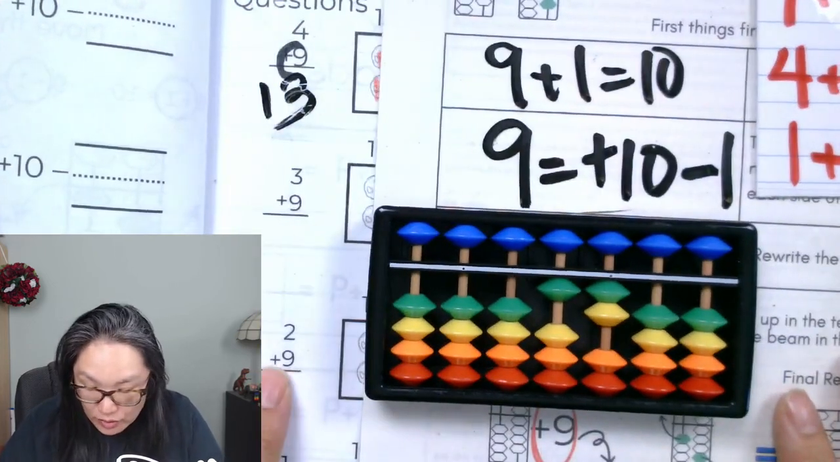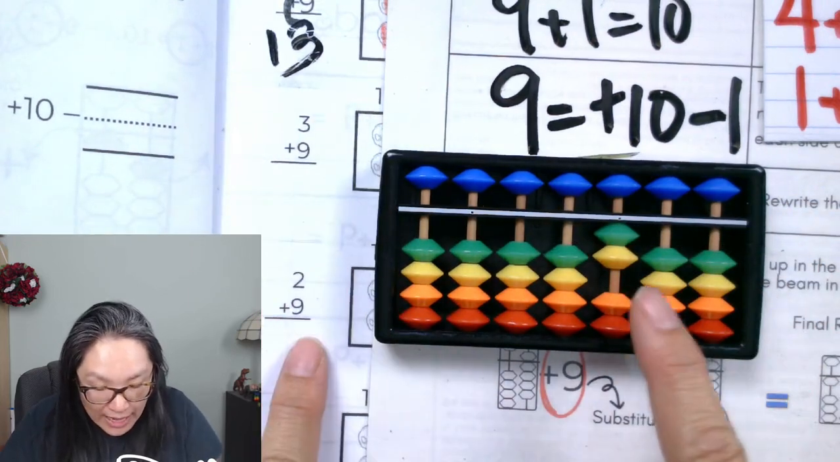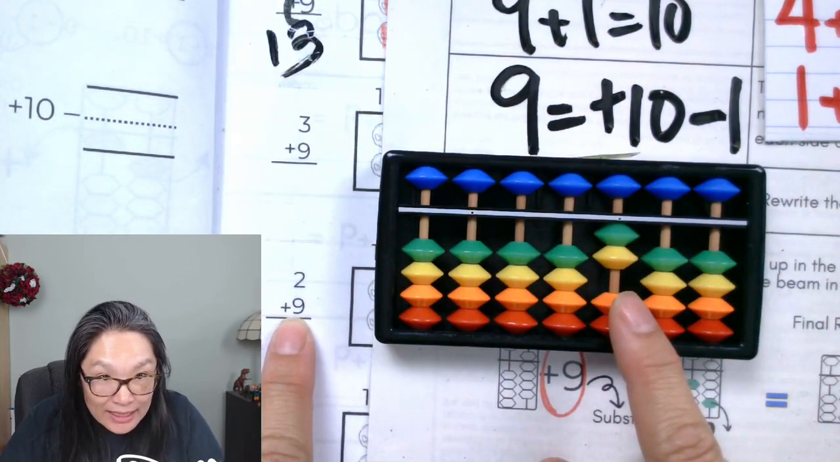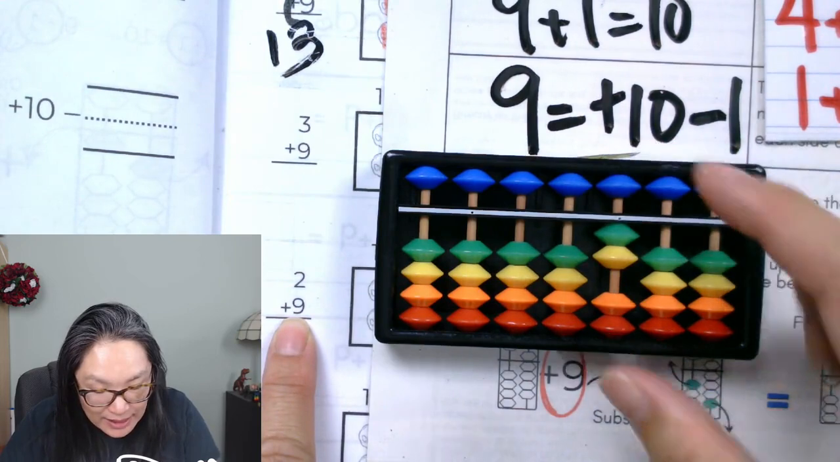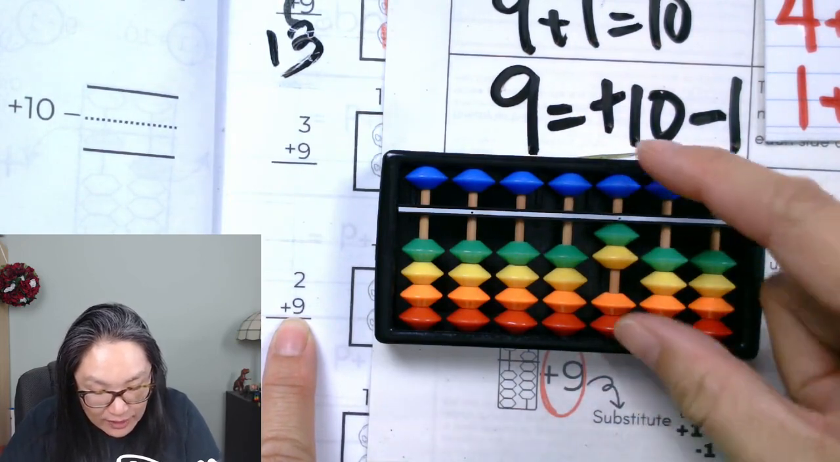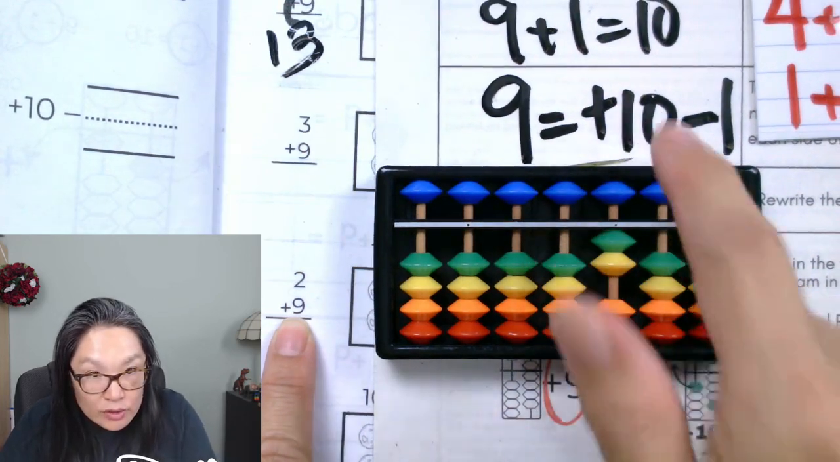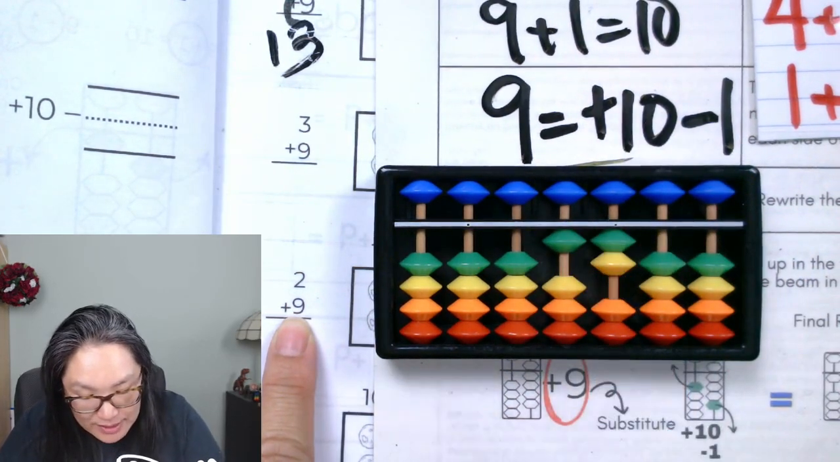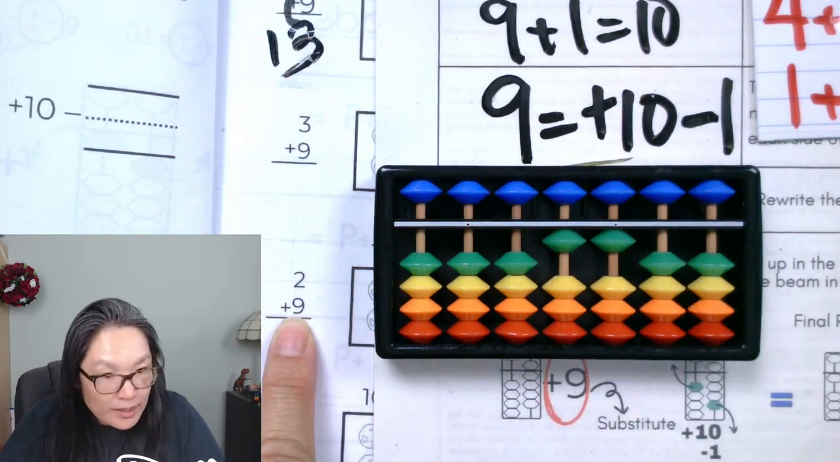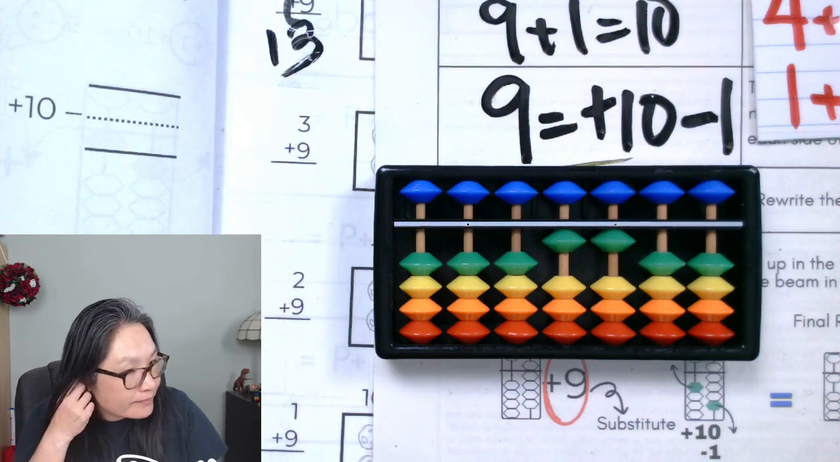When we do 2, right? We add the 2 and then we add the 9. I don't have enough beads to add the 9. I only have 7. 5, 6, 7. I don't have enough beads to add the 9. What do? Well, I use my formula. Plus the 9 is plus the 10, and I take away the 1. And my final answer is 11.